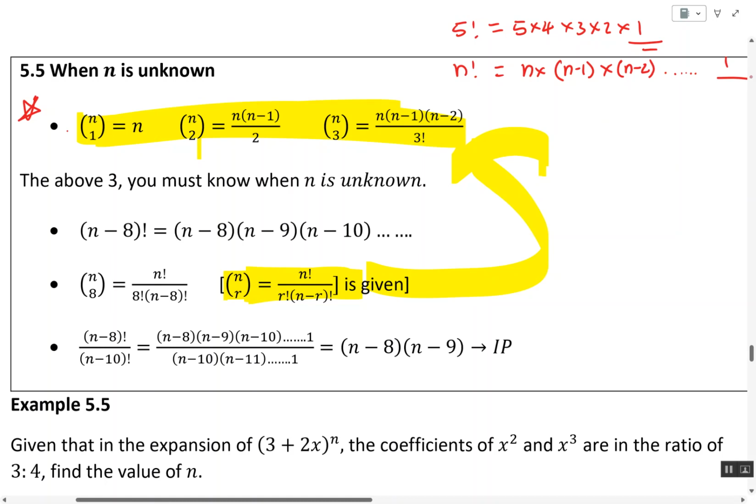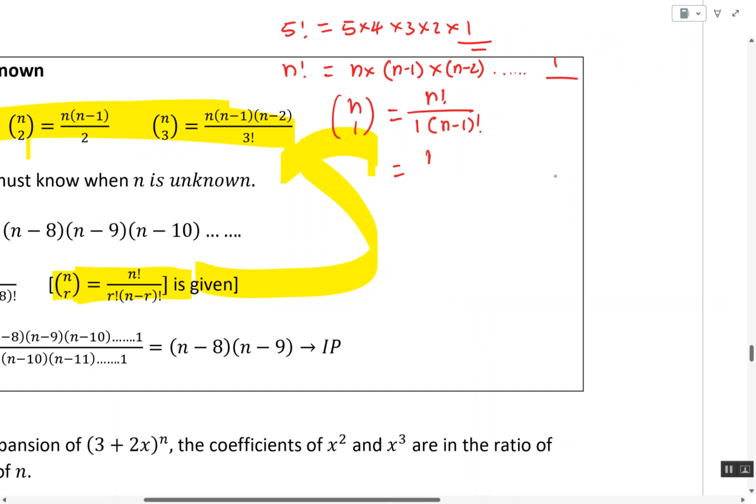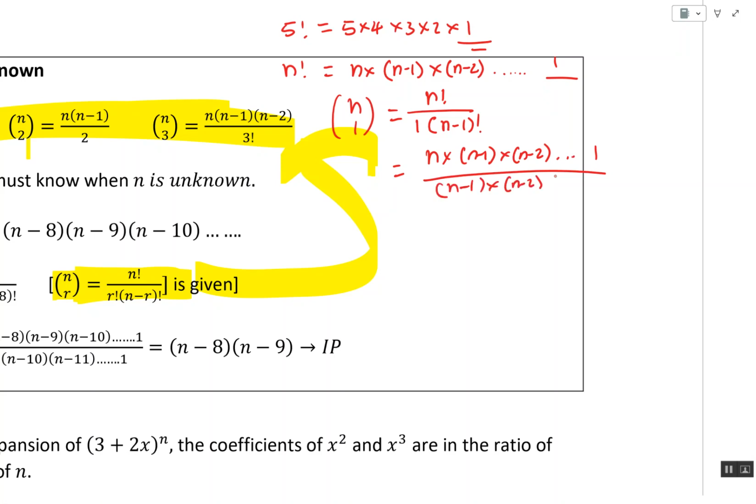So from n choose 1, how do I simplify to get n? n choose 1 will equal, based on this formula here, n factorial over r factorial. In this case, my r is 1, so I'll just put 1, multiplied by n minus 1 factorial. If I were to expand n factorial, it's basically what I have above, n minus 1 all the way to 1. But if I have n minus 1 factorial here, essentially I start from n minus 1 all the way to 1. So if I write it out, I have n times n minus 1 times n minus 2 all the way to 1, over n minus 1 times n minus 2, again the same thing all the way to 1.